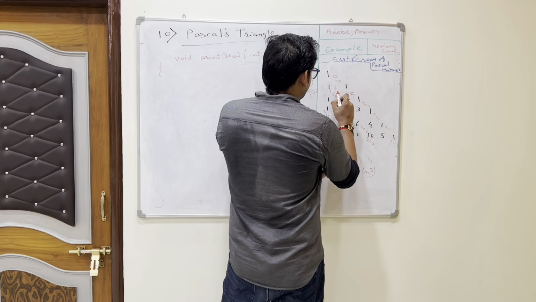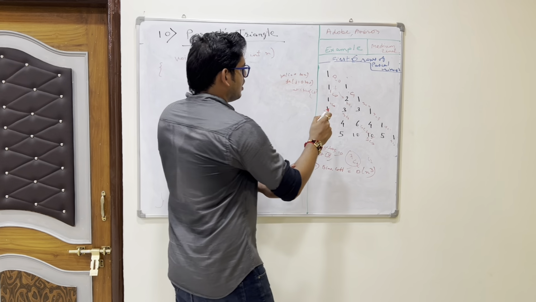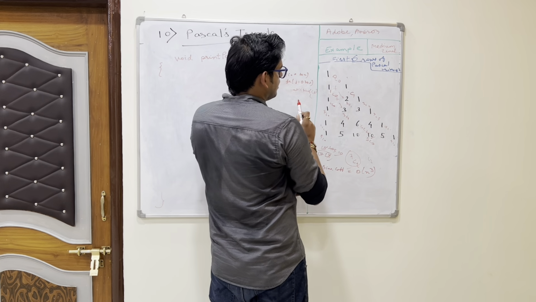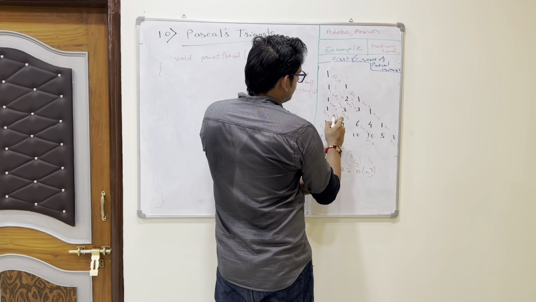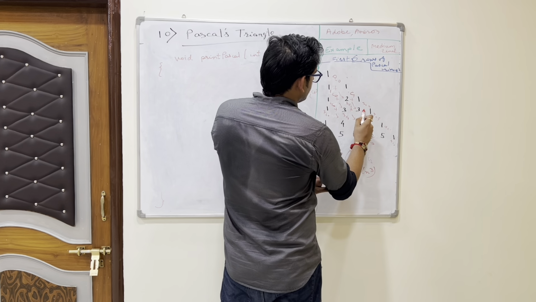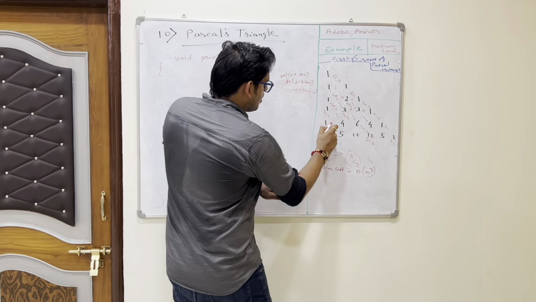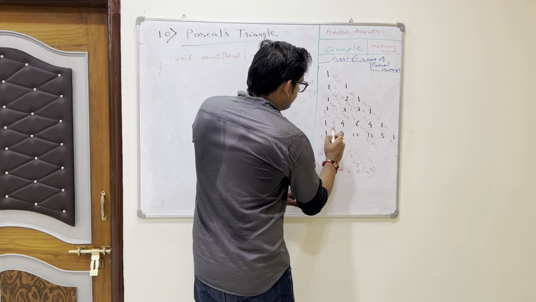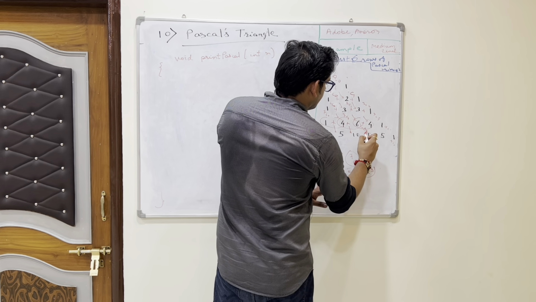This 1 plus 1 is 2, right? This 1 plus 2 is 3. This 2 plus 1 is 3. 1 plus 3 is 4. 3 plus 3 is 6. 3 plus 1 is 4. What do we observe? 1 plus 4 is 5. 4 plus 6 is 10. 6 plus 4 is 10.